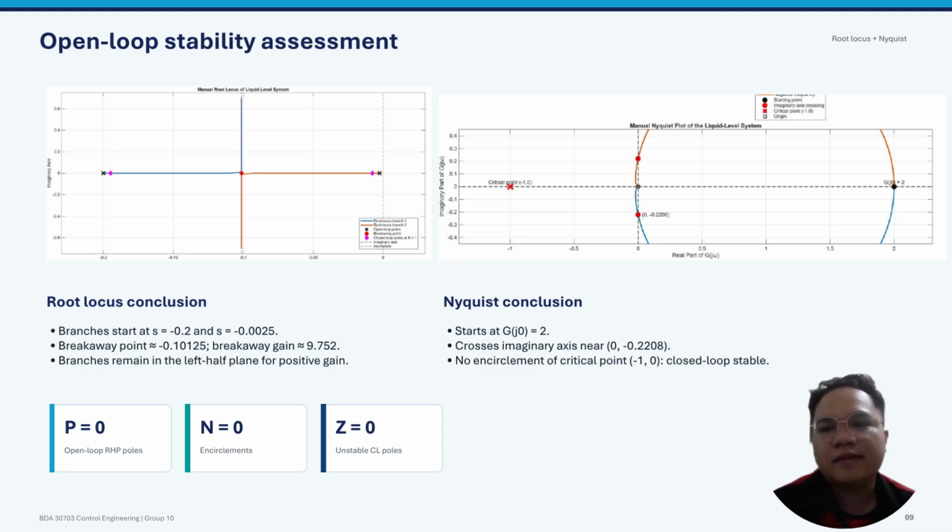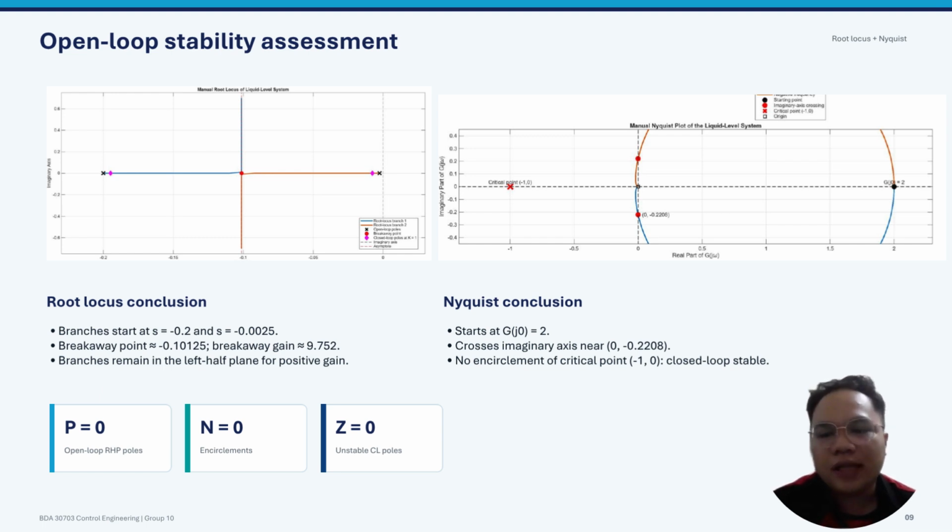The system stability was evaluated using the root locus and Nyquist method. The root locus branches begin at the two open loop poles and remain in the left half plane for positive gain. This confirms stable behavior.